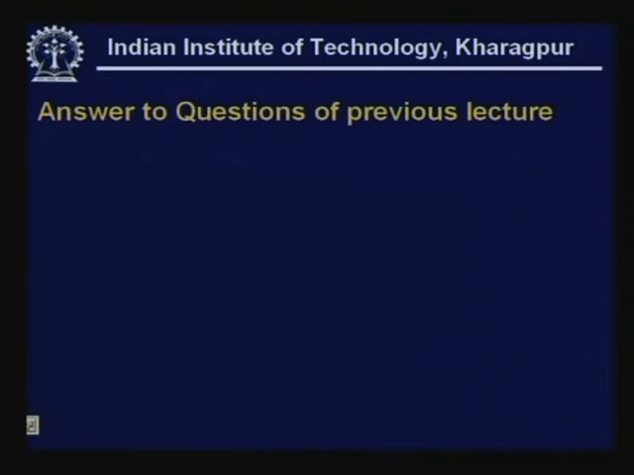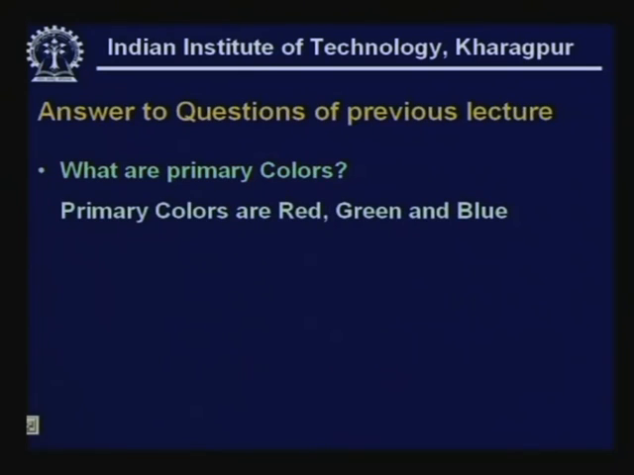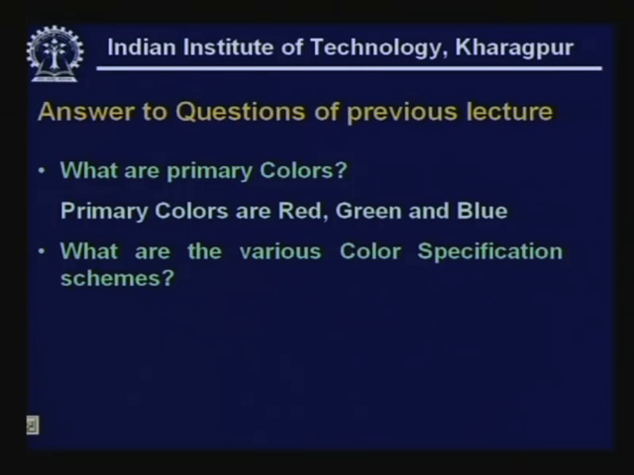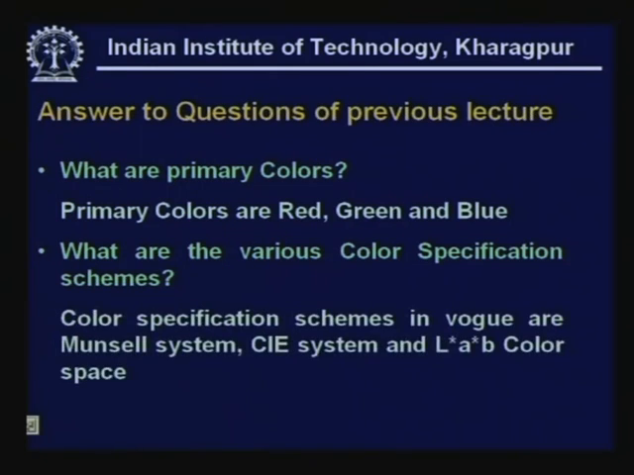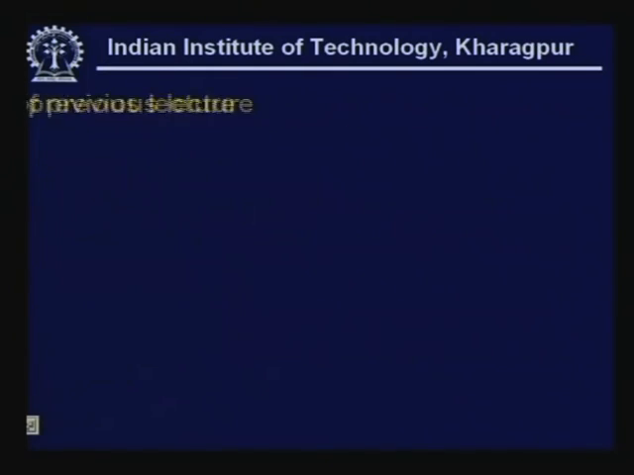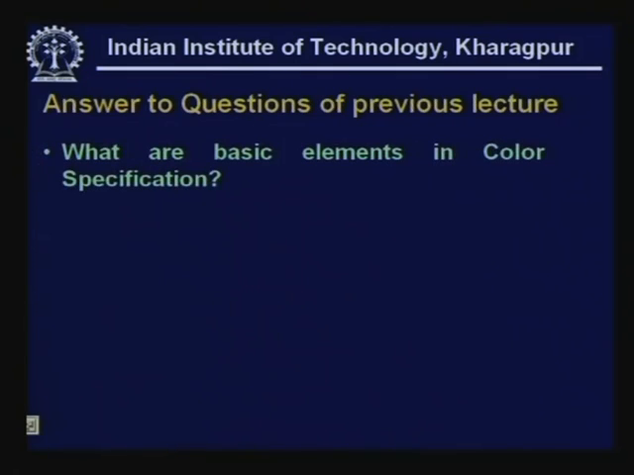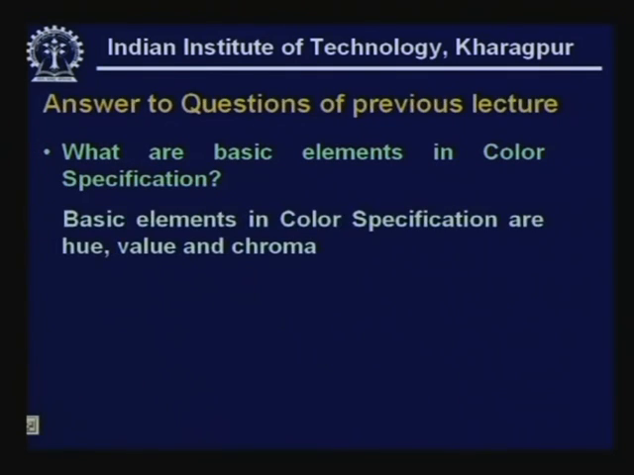Answers to questions of the previous lecture. What are primary colors? Primary colors are red, green and blue. What are the various color specification schemes we saw in the last lecture? Color specification schemes in vogue are Munsell system, CIE system and LAB color space. Continuing with the answers, what are the basic elements in color specification? The basic elements in a color specification are hue, value and chroma, that is, 3-dimensional.